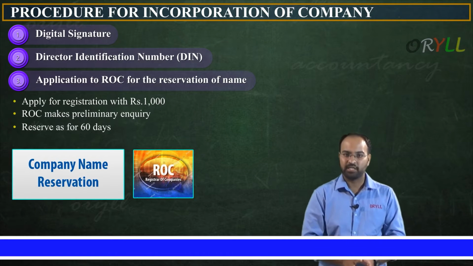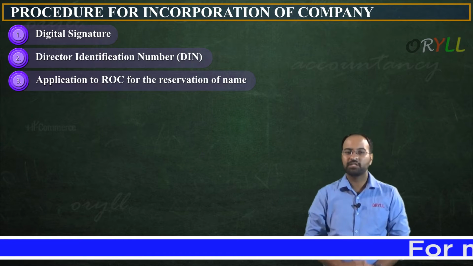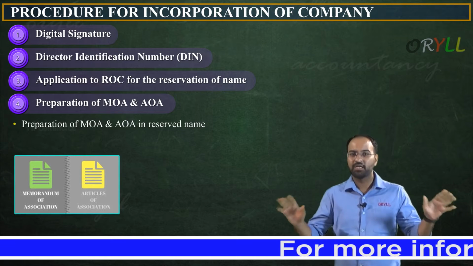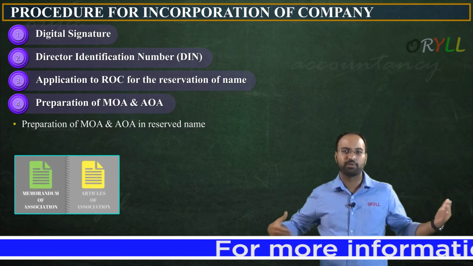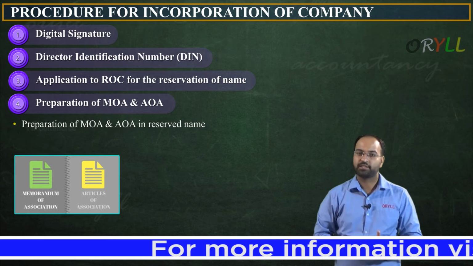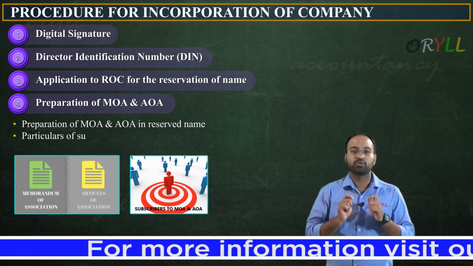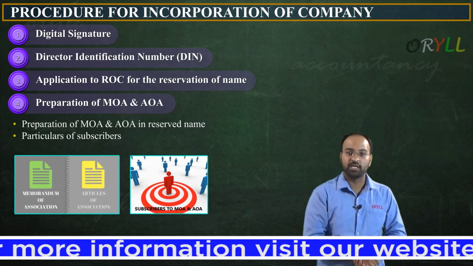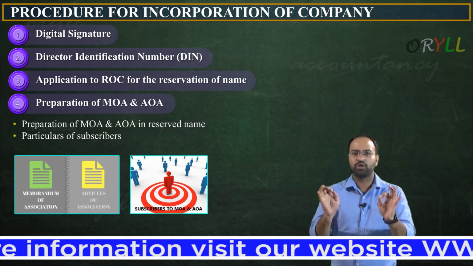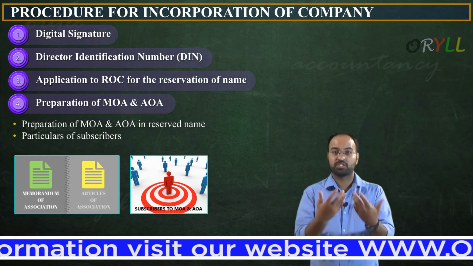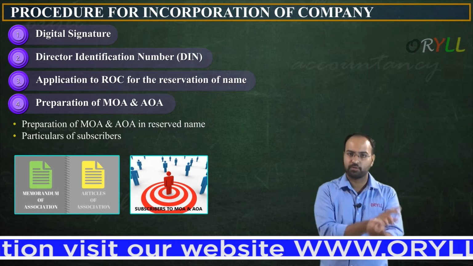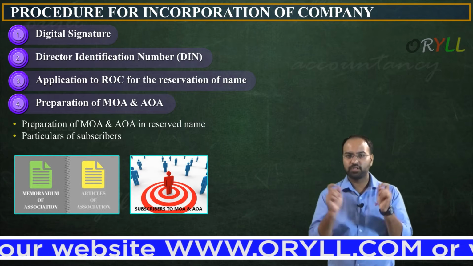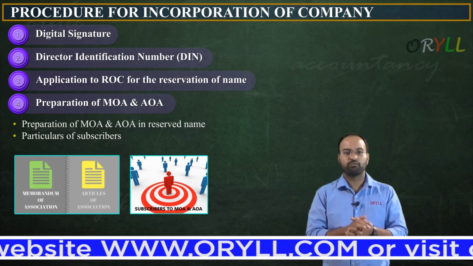Now, after reserving the name, the fourth step is preparation of memorandum and articles. Now the name is reserved, and in that reserved name only you have to prepare the memorandum and the articles. In them you have to give the particulars of the subscribers: how many shares they are buying, their names, their addresses, everything. These are the people starting the company: 2 subscribers in case of a private company and 7 subscribers in case of a public company. So this was the fourth step.